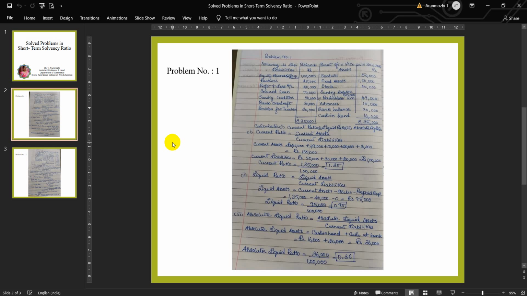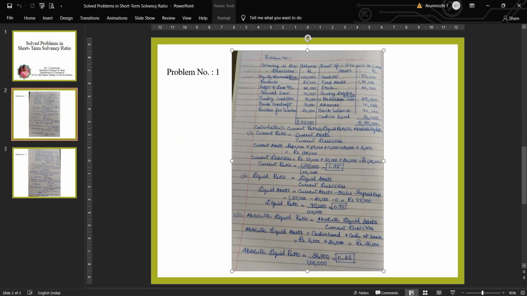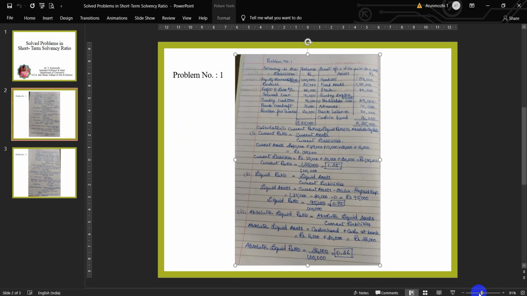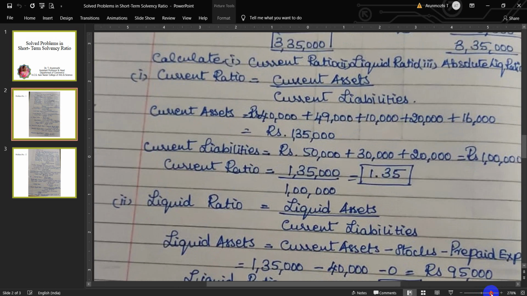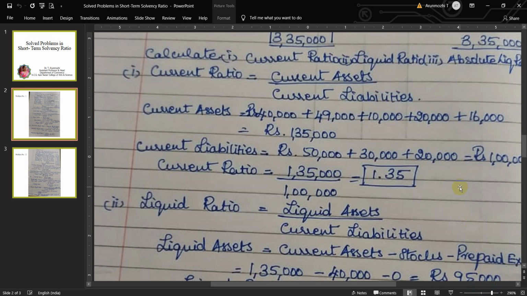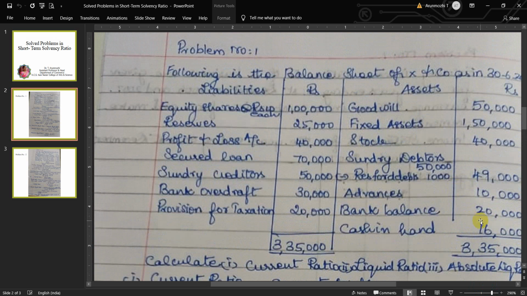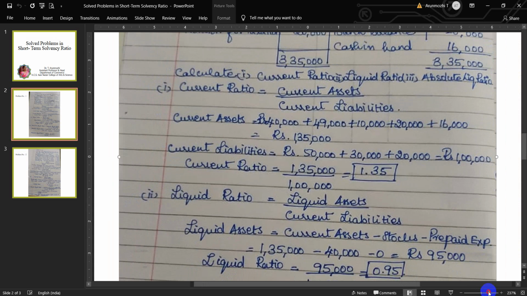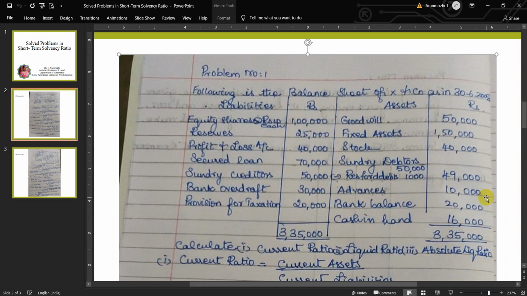Now we would pass on to the solved problems. In this, I have given a simple problem. Following is the balance sheet of XN company as on 31st March 2008. Liabilities and assets sides are given.